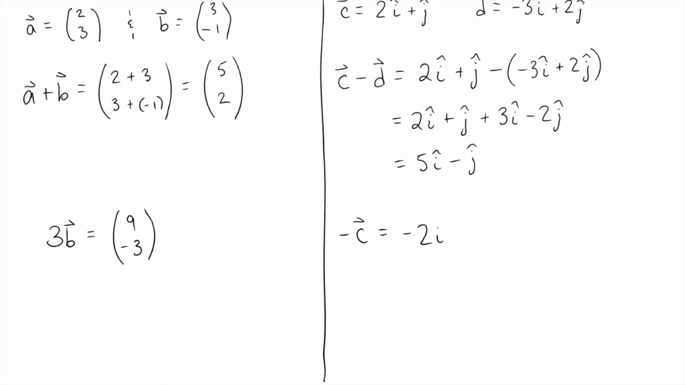It's now -2i. And it was originally a positive j, so now it's a negative j. And now I have a vector that's the same length as c, but going in the opposite direction.